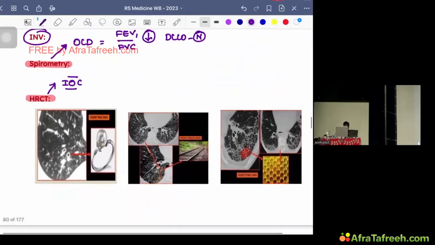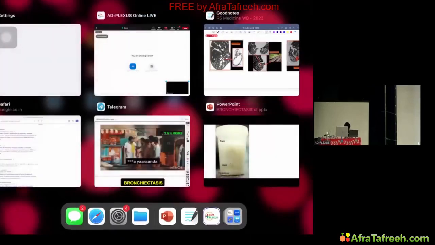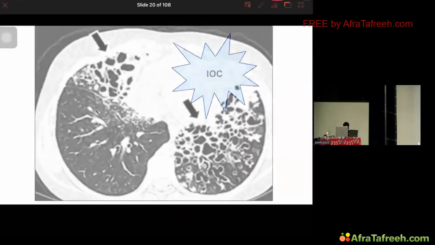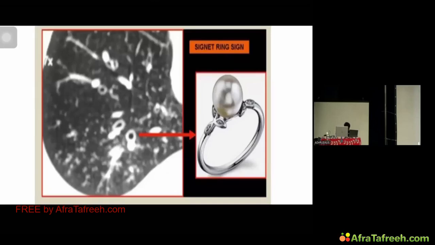Whenever you do HRCT, what you get to see is like this. I will show you here. Here you're going to have a lot of cystic spaces like this, which look like dilatation of the airspace. So it is going to be bronchiectasis, and you can see here the signet ring sign. You have a thickened dilated airway with the vessel nearby, of almost equal size, which is called the signet ring sign.